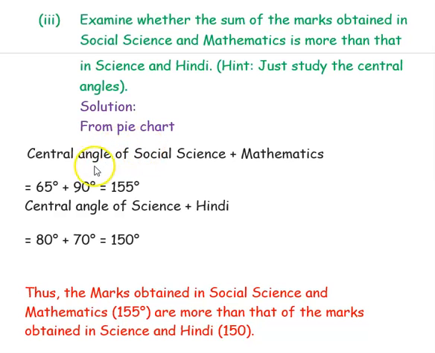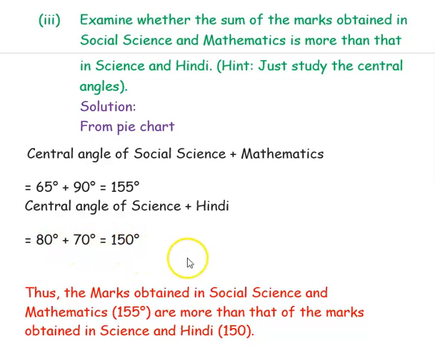So now from the pie chart we can say that the central angle of social science is 65 degree and the central angle of mathematics is 90 degree. So they have asked the sum of marks obtained in social science and mathematics. So if we want to find the sum of marks in social science and mathematics, we have to add their central angles. So the sum of the central angles of social science and mathematics is 65 degree plus 90 degree, that is 155 degree. Similarly, for the sum of marks in science and Hindi, we have to add the central angle of science and Hindi, which is 80 degree plus 70 degree, that is 150 degree.